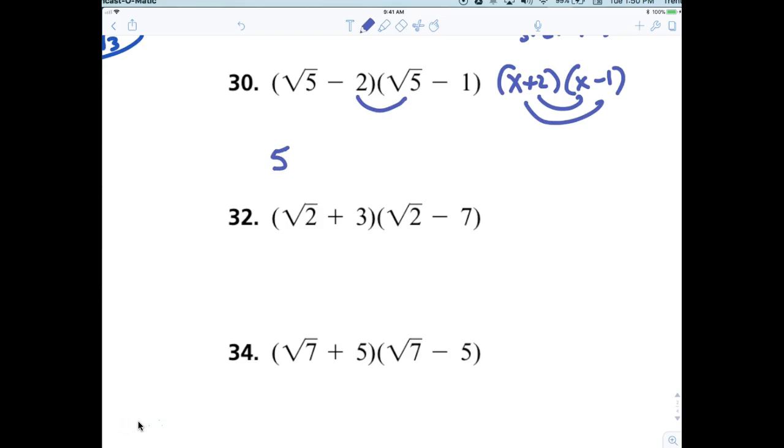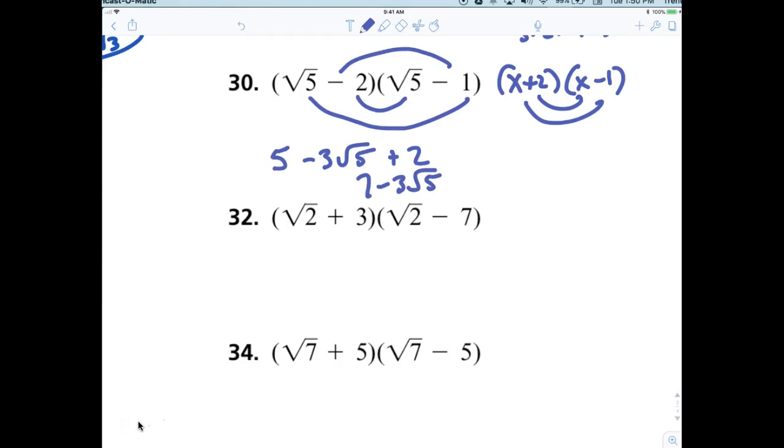Then I'm doing my other smiley face. Negative 1 radical 5. So negative 2 radical 5 and negative 1 radical 5 is? Negative 3 radical 5. And then the hard part, negative 2 times negative 1. Very good. Positive 2. So your final answer is 7 minus 3 radical 5. Yeah, you were kind of close. I saw that.